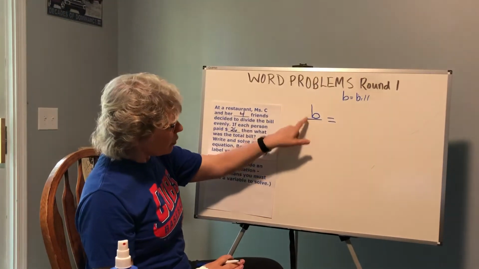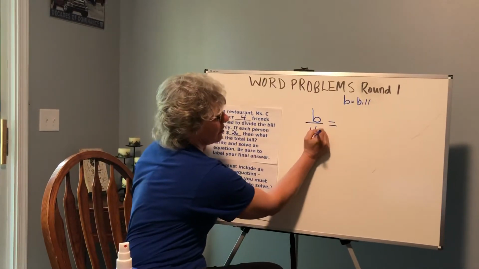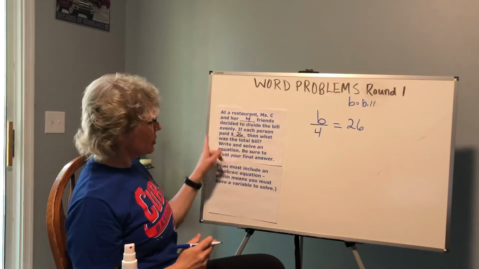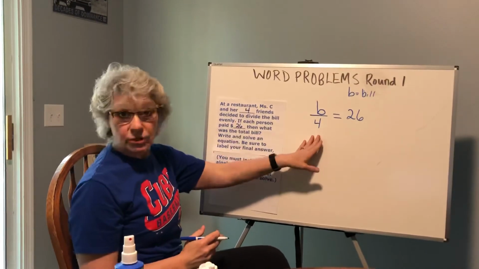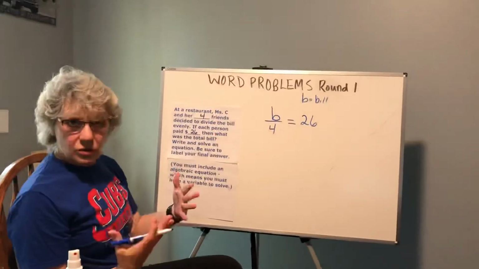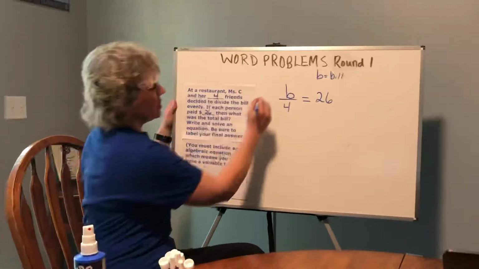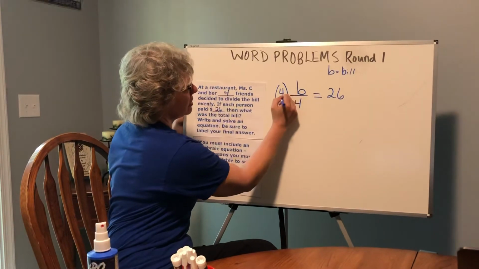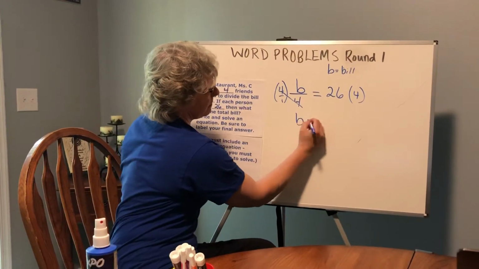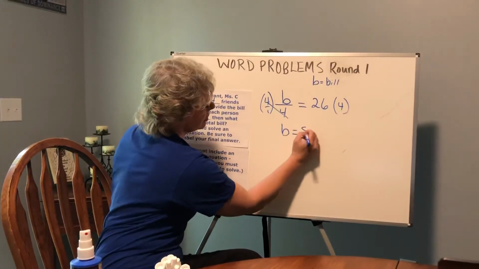Now this bill was divided among my 4 friends, and we all paid $26. I just took what I read and I put it to a word problem. Remember, it's division, so in order to solve division, inverse operation. So I'm going to multiply each side by 4, and I'm going to get B equals 104.